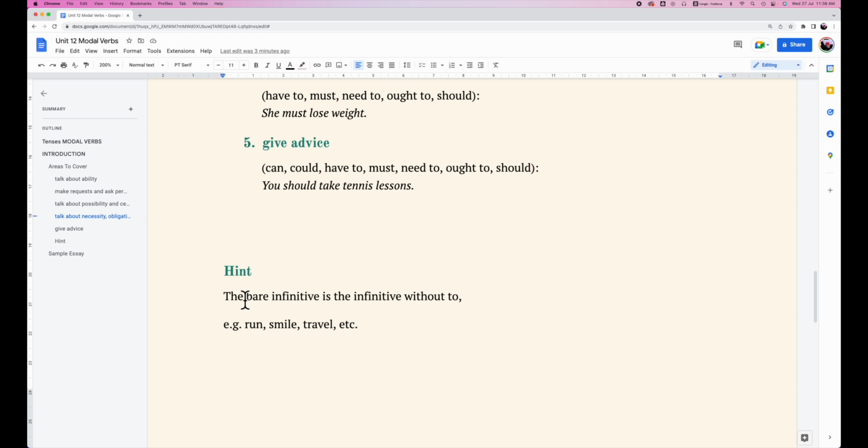And some hints. The bare infinitive is the infinitive without to. For example, just simply run, smile, travel. And we also do not add any ed, ing, or s and es. That is a sample essay. We can take a look and see how these modal verbs are located in the essay. Let's take a look.